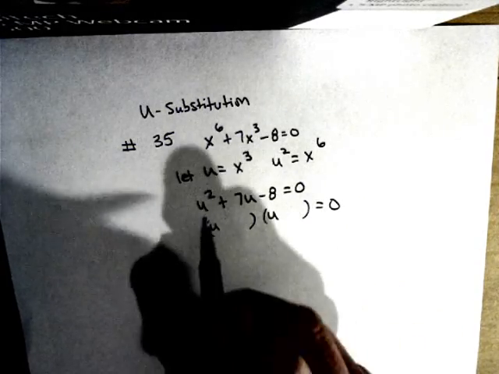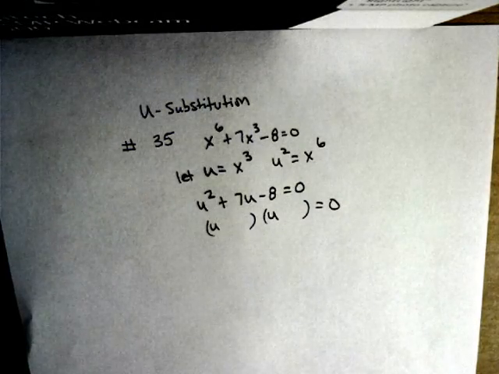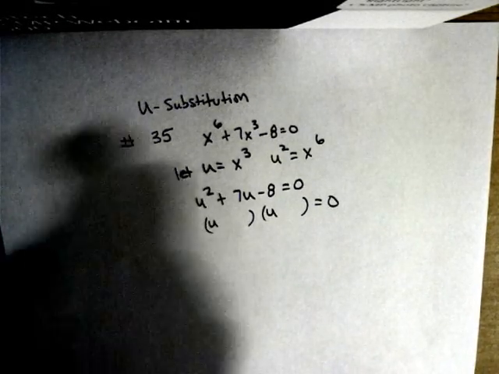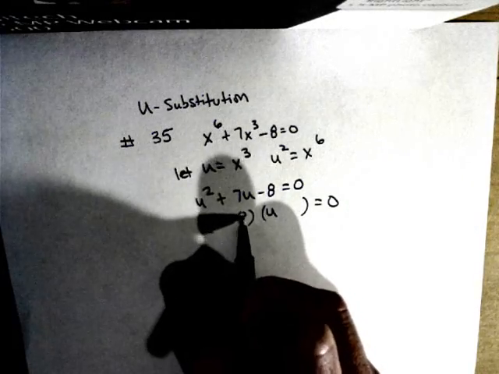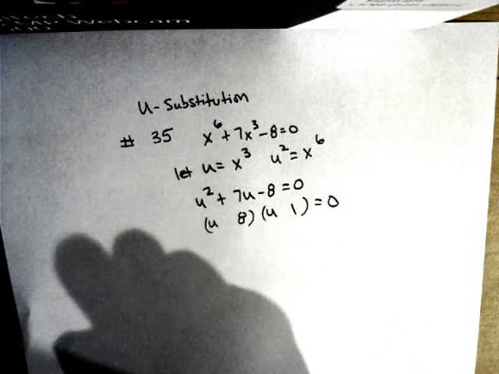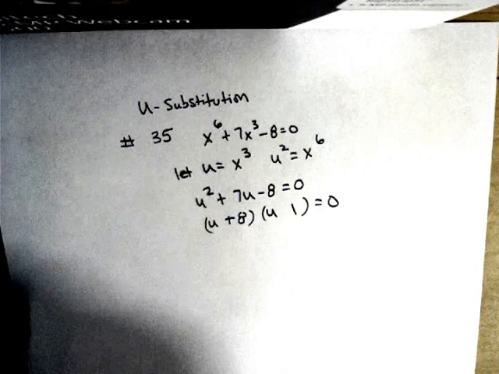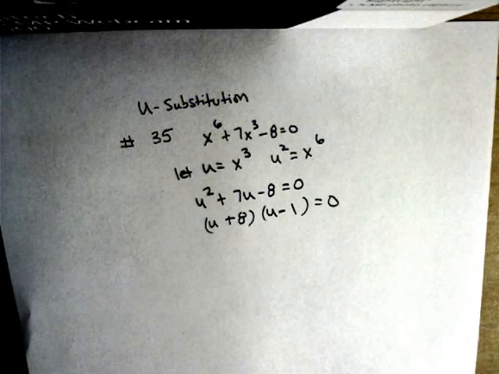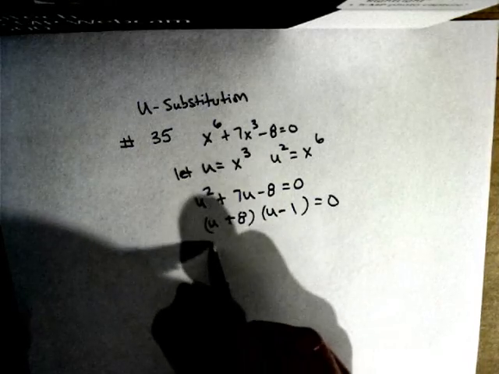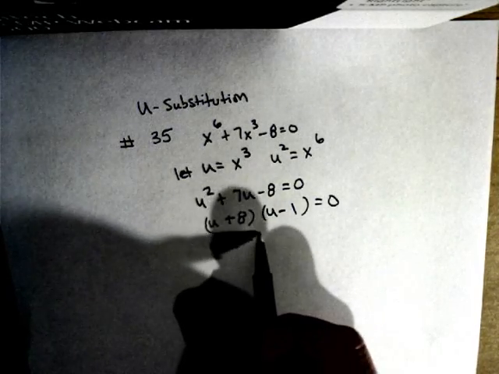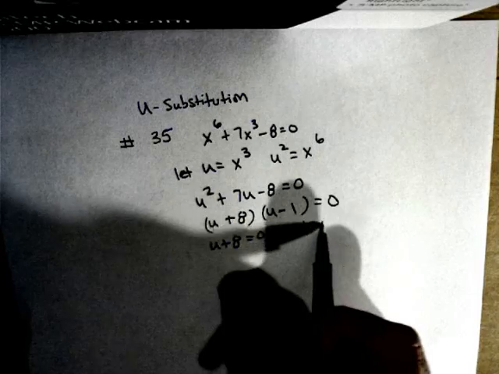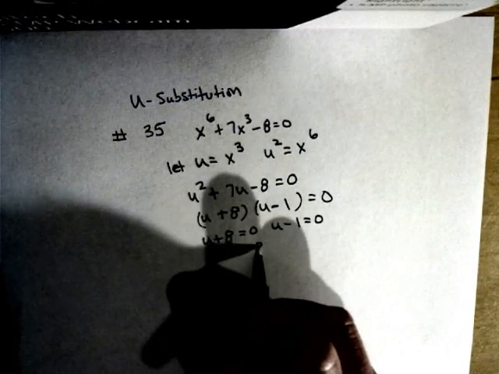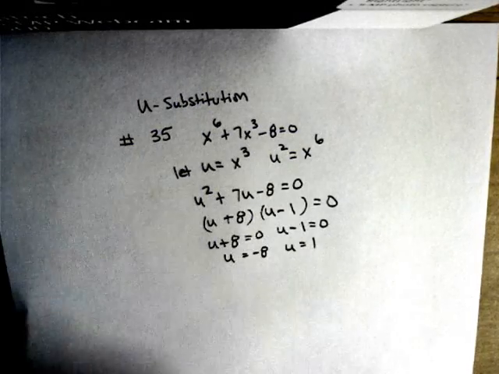U and u, break down the u squared. We need factors of negative 8 that add to positive 7. So we need 8 and 1. Since we need a positive 7, our larger number has to be positive, and the smaller number has to be negative. So u plus 8 is equal to 0, and u minus 1 is equal to 0. U is equal to negative 8, and u is equal to 1.